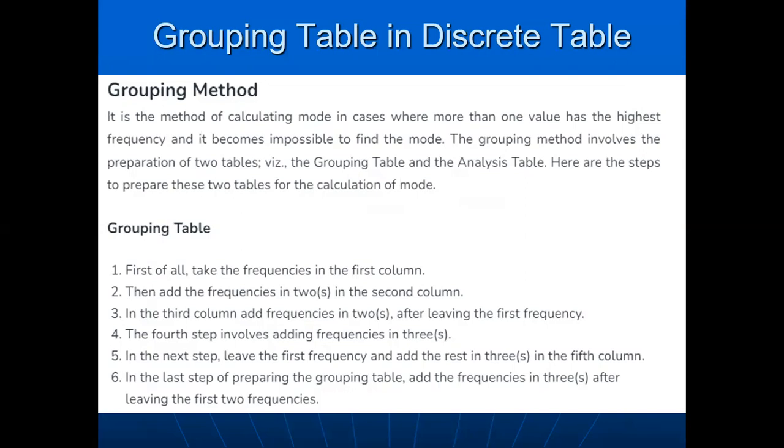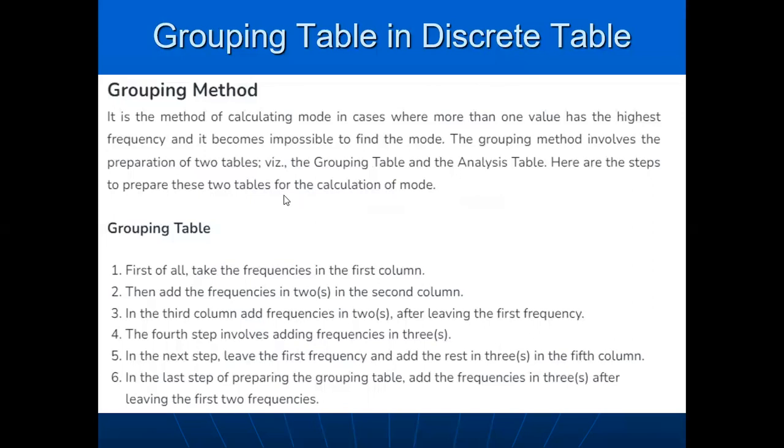The grouping method involves the preparation of two tables: a grouping table and an analysis table. Here are the steps to prepare the grouping table. There are 6 different steps that you have to follow. What are the steps? First of all, take the frequencies in the first column. Then add the frequencies in twos in the second column.